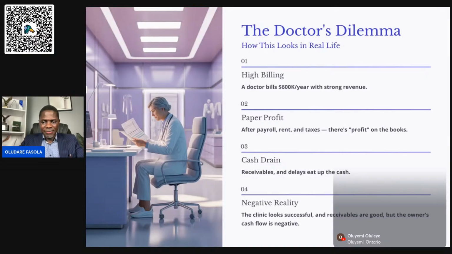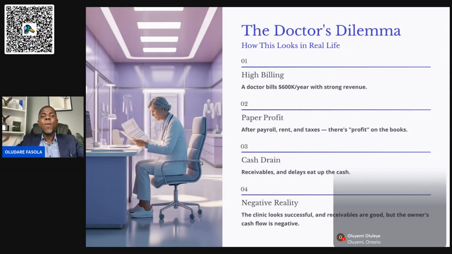What do I mean by receivable? For you as a business owner, medical professional, surgeon, or dentist, receivable means you are rendering services and people are not paying as and when due. People are owing you. That's what we call receivable, and every business incurs that. It happens, but if your receivable, especially the time of remitting the money, is too long, it becomes a problem.